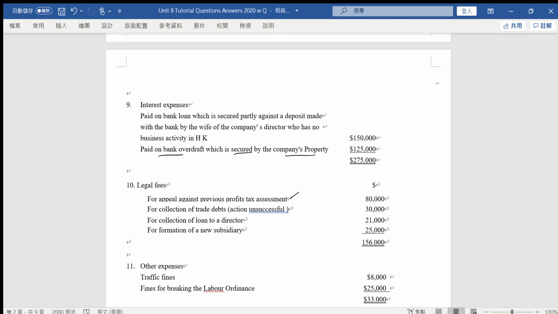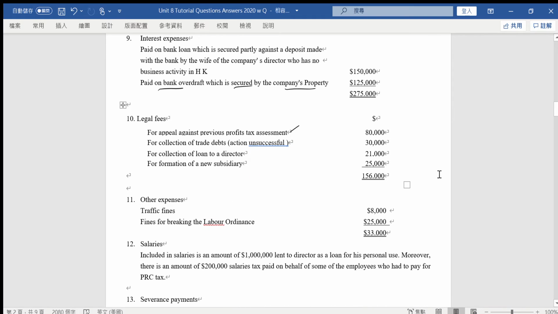Okay, then we look at 11. According to this one, you will find that there are two legal and other expenses. For the first one, it is about the penalty. Penalty will not be allowed to deduct. And other than that is the fine for breaking the Labour Ordinance, and that's why this is also not allowed to deduct. The whole amount, 33,000, should be added back.